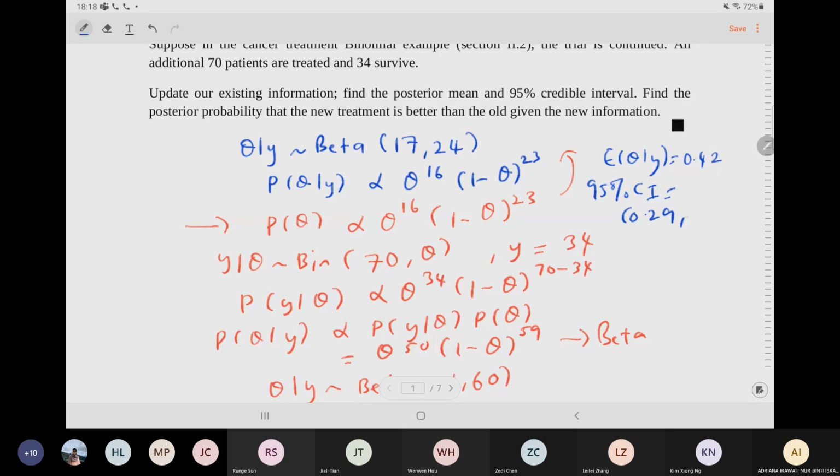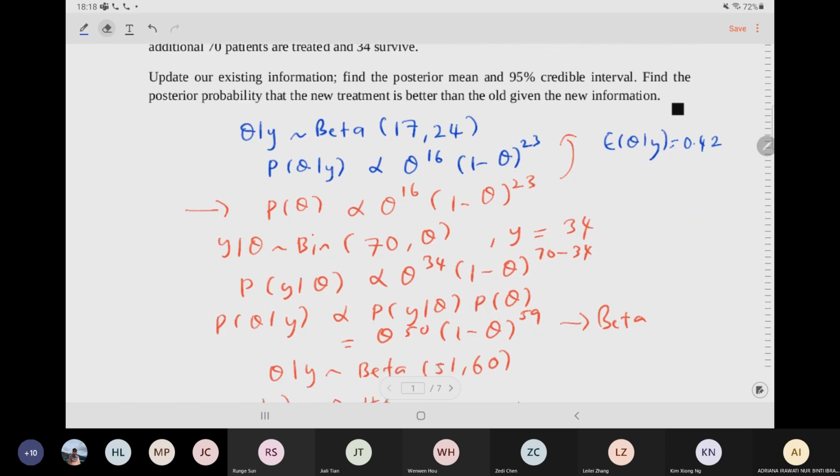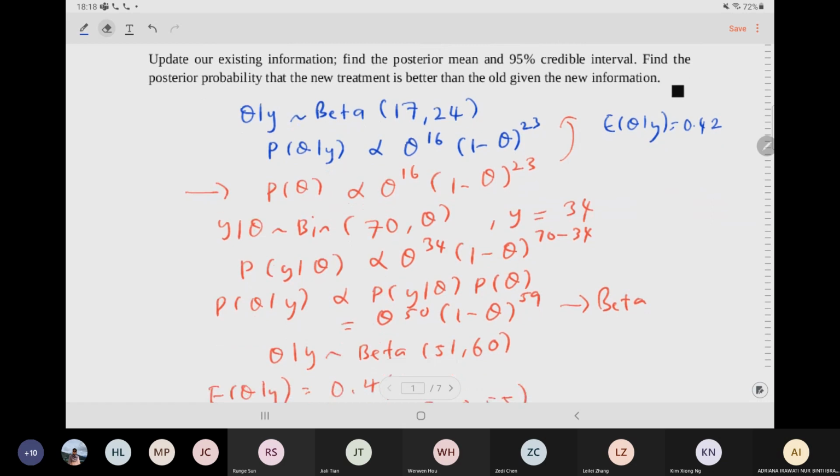wait, 95. Is it 95 or 90? Oh, okay. Right. So I think I didn't give you the 95% credible interval. Yeah, I didn't. Sorry. So this one, if you want to find it, we have to find it anyway. But the old mean is actually 0.42.